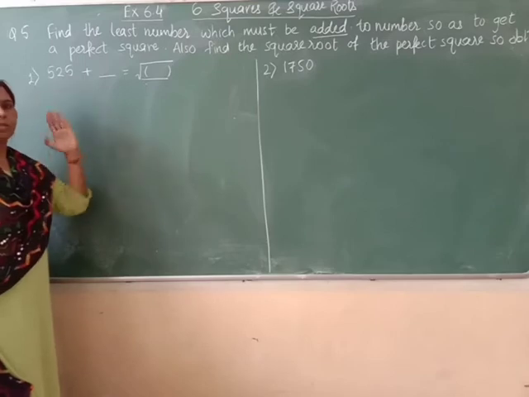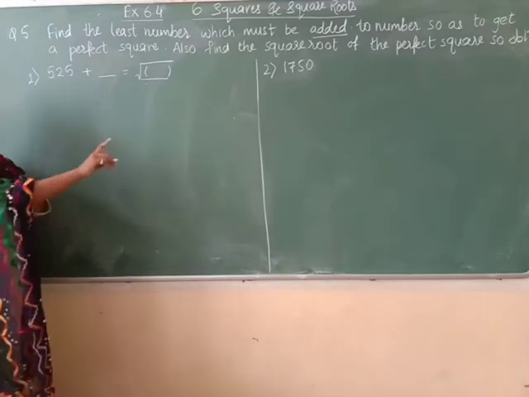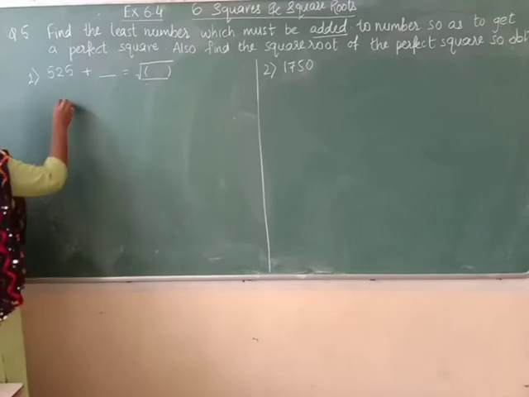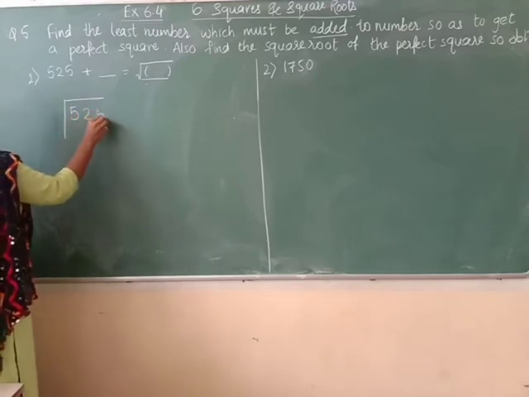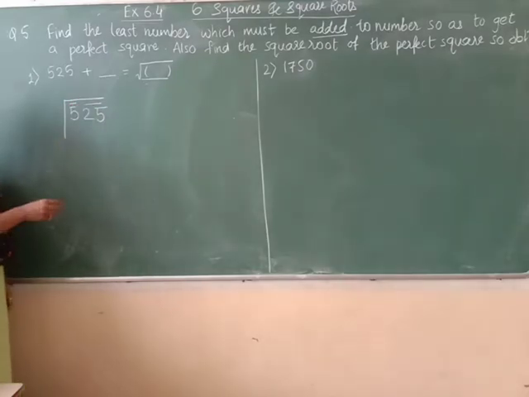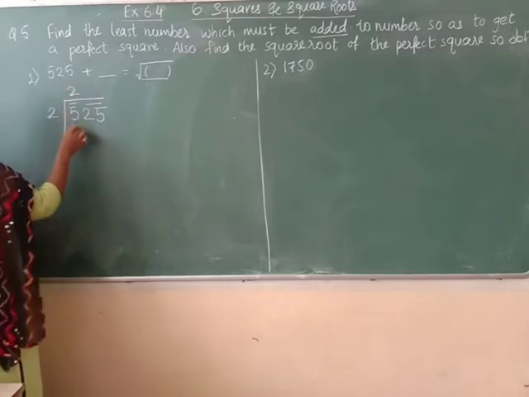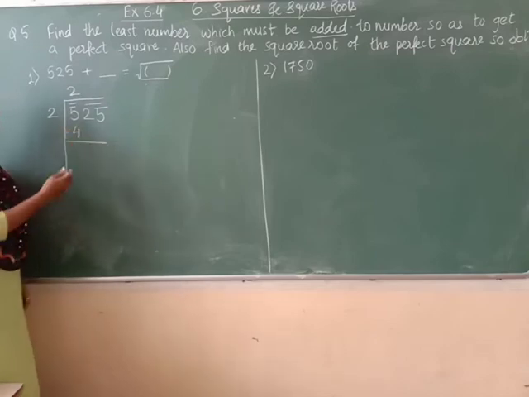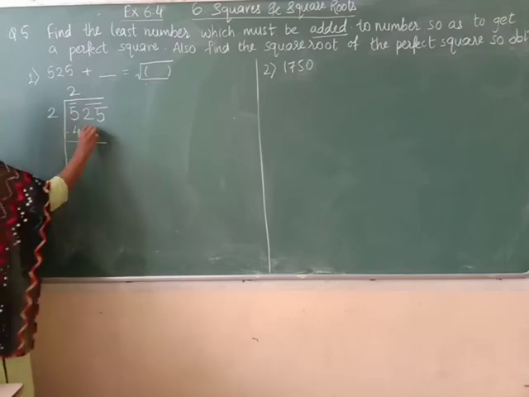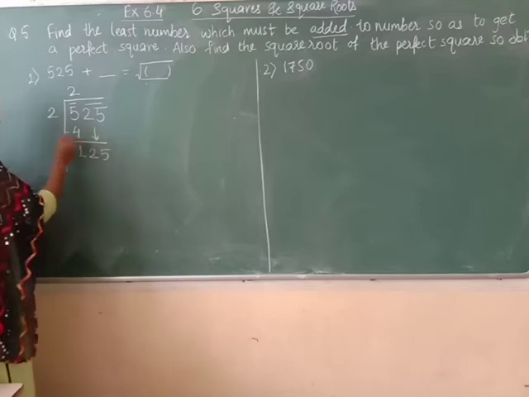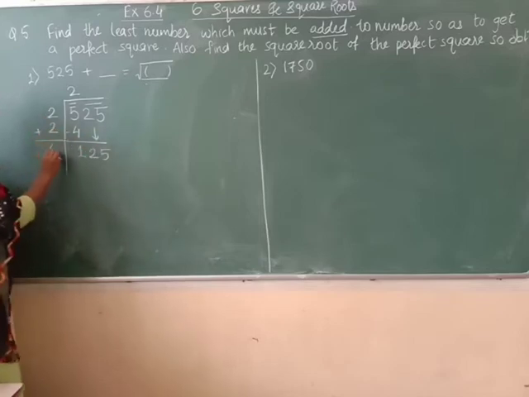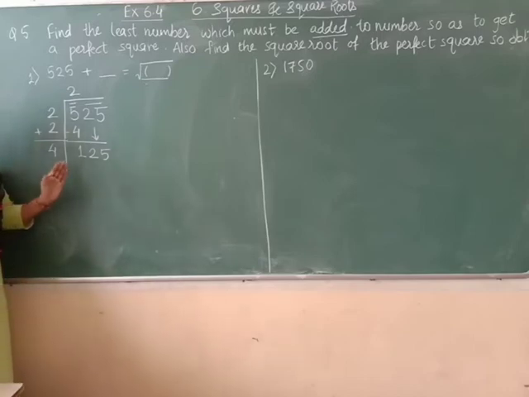First step, long division method to find the square number. So, 525, put the bars on the number. Find the square number which is less than or equal to 5. So we will go with 2 times 2, that is 4. Subtracting 4 from 5 we get 1, bring 125 down. Adding 2 here we get 4. Now next, which number will we multiply here to get 125 or less than 125?